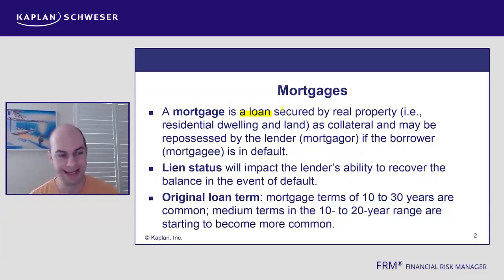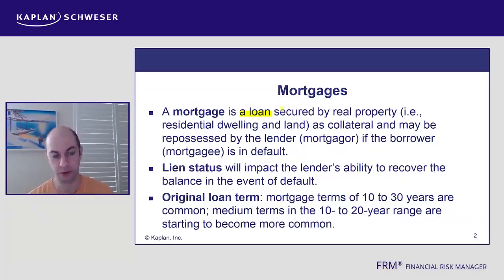Secondly, we're going to look at the lien status, and that's basically looking at the seniority of your mortgage. So if there were other loans secured on the property, are we talking about a first or second mortgage? Of course, a first mortgage will have priority in the event of default, and a second mortgage lender will only get paid if the first mortgage lender has been repaid in full.